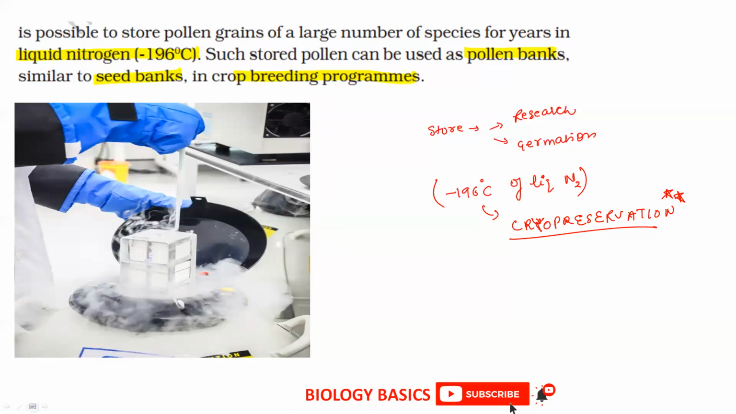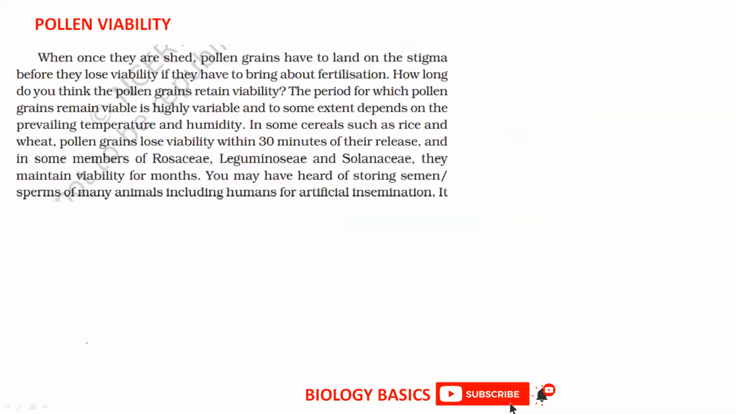Fine. So the person in front of you is taking out the liquid nitrogen. This white container which you see maintains minus 196 degrees Celsius, and into this liquid nitrogen, you can simply store the pollen, and that is basically known as cryopreservation. Okay. What is pollen viability?